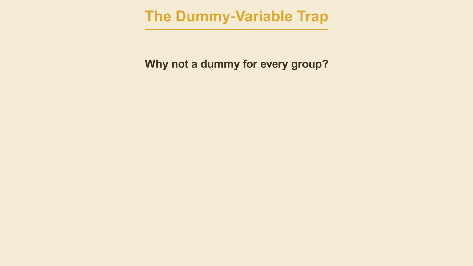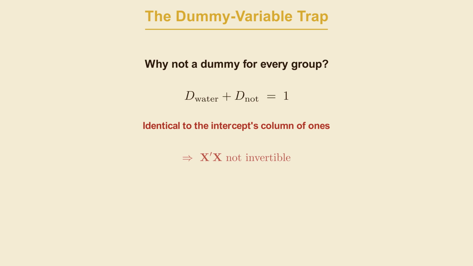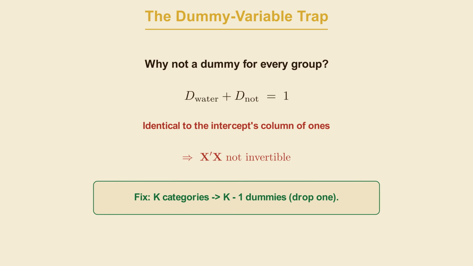One common question is why we don't just add a second dummy for non-waterfront houses too, so both groups get their own variable. Here's the problem if you do that. The waterfront dummy and the non-waterfront dummy would always add up to 1 for every single house. The problem with that is that's exactly what the column of 1s in the intercept is already using. You'd have two pieces of the model carrying identical information, and as we saw last time, that makes X transpose X impossible to invert. So you always leave one category out as the reference. People call this the dummy variable trap, and the fix is to simply drop one dummy.